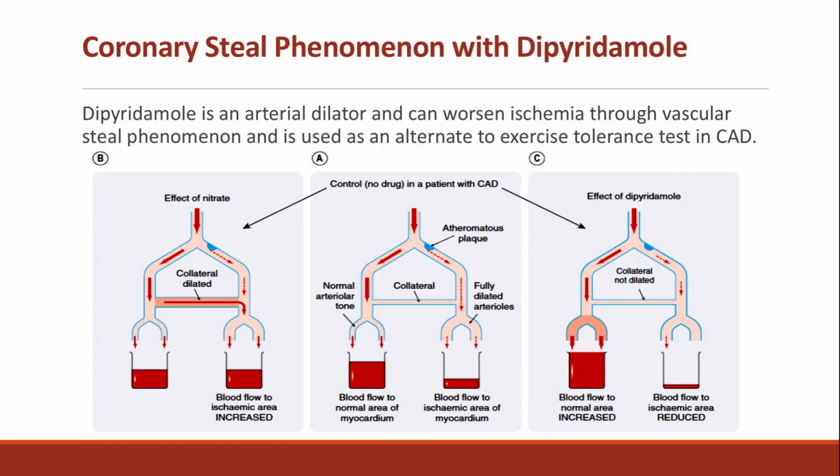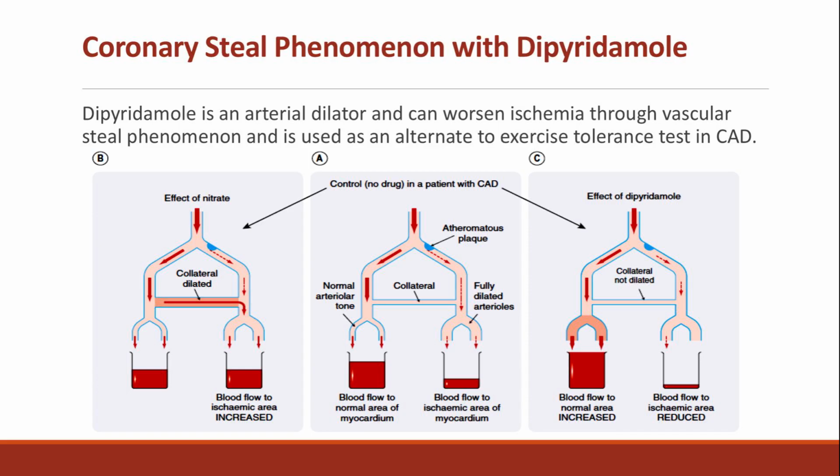Some vasodilators such as the arterial dilator dipyridamole paradoxically worsen ischemia via the coronary steal phenomenon. It inhibits adenosine reuptake in vascular smooth muscle and also increases the half-life of its second messenger cyclic AMP. We know adenosine is a vasodilator in hypoxic or ischemic areas, and it also inhibits platelet activation and aggregation.